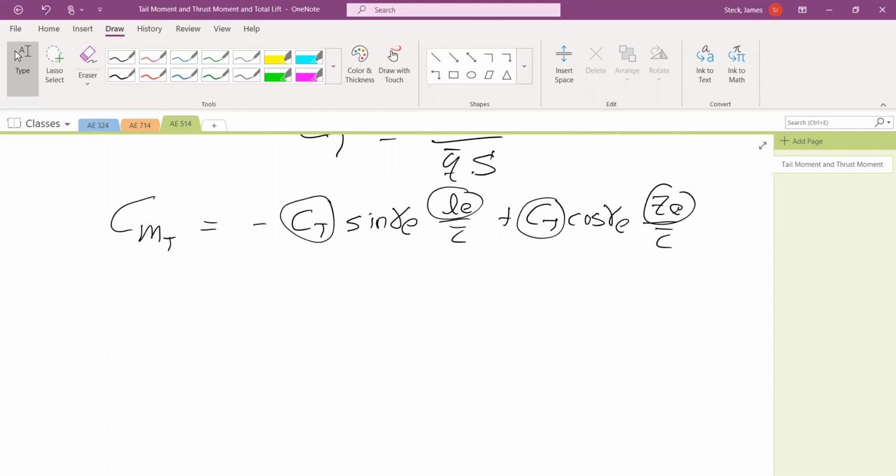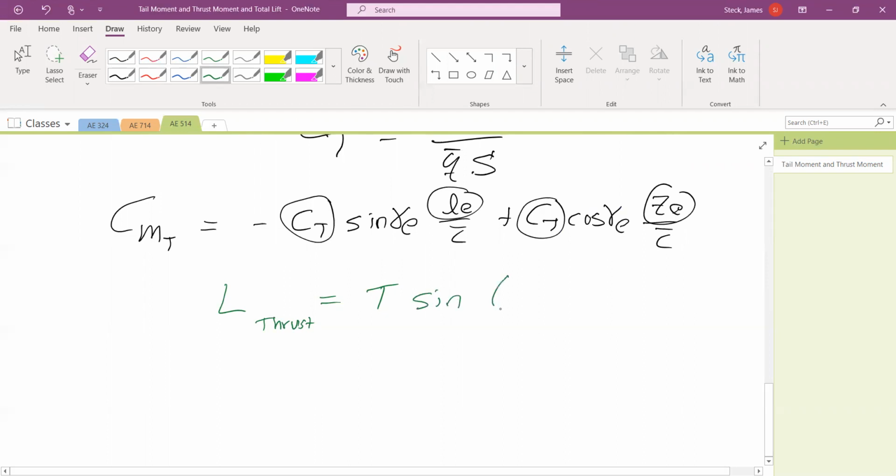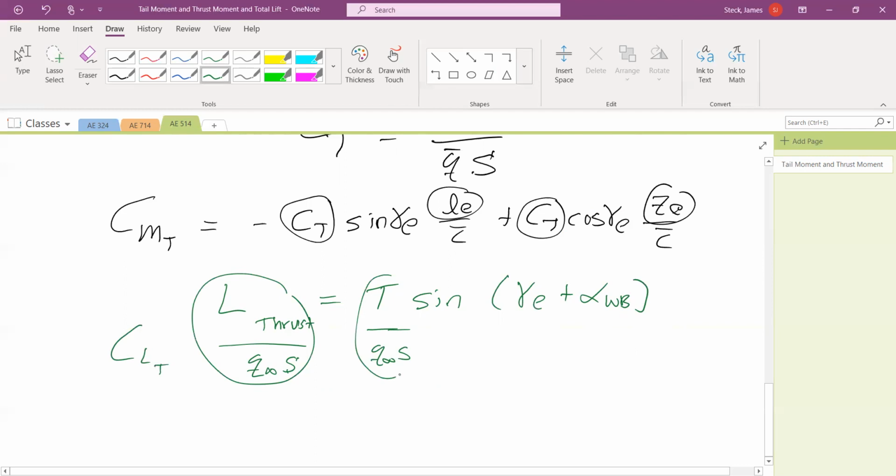And that's important because if we tilt the thrust vector up, then we can get some lift from the thrust in addition to the wing. So the lift due to the thrust, or the thrust component in the lift direction, I better say, is that. And then we can turn it into coefficients. So then that's lift coefficient. And this is thrust coefficient.